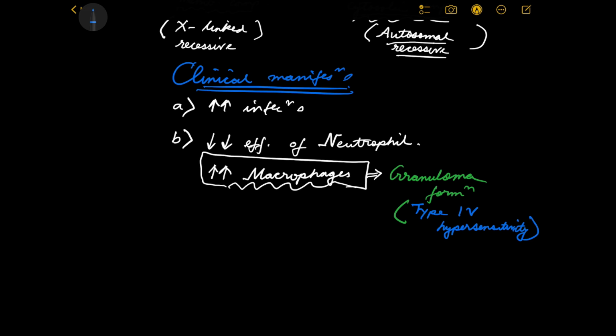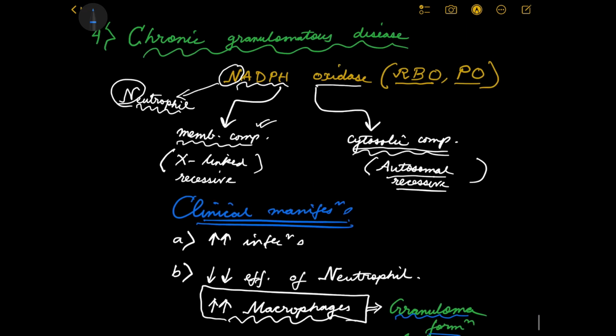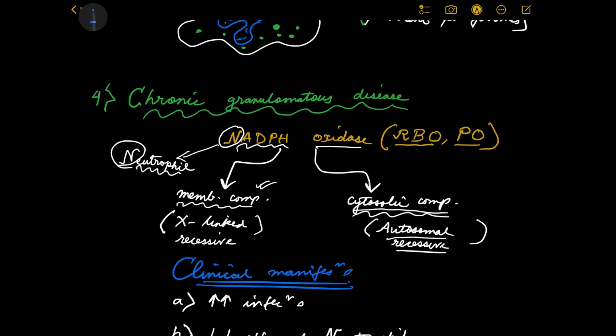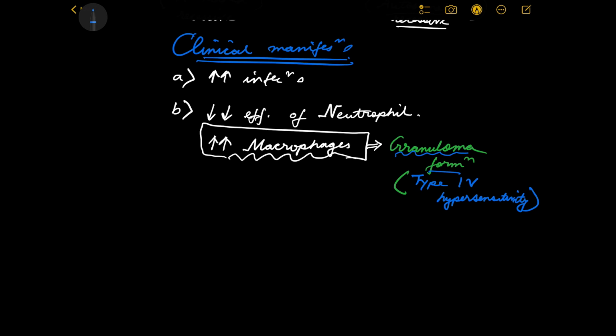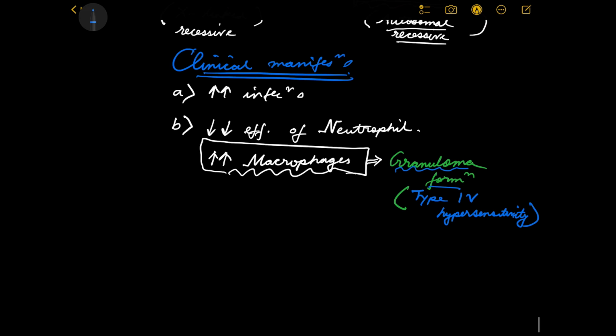So what has been seen is that macrophage increase means there will be increased granuloma formation, and this is why the name of this disease is chronic granulomatous disease. There will be a lot of granuloma formation all throughout the organs and tissues to kill the microbes because of increased macrophage concentrations. So, that is why this is chronic granulomatous disease.